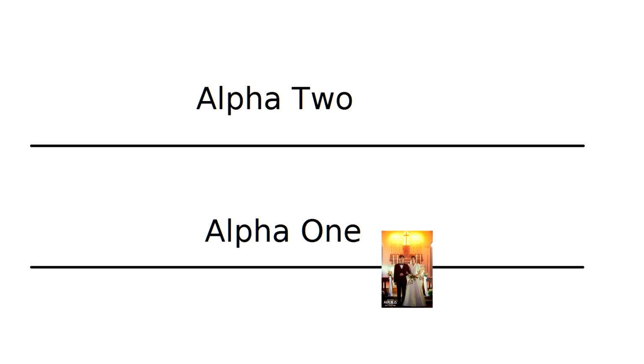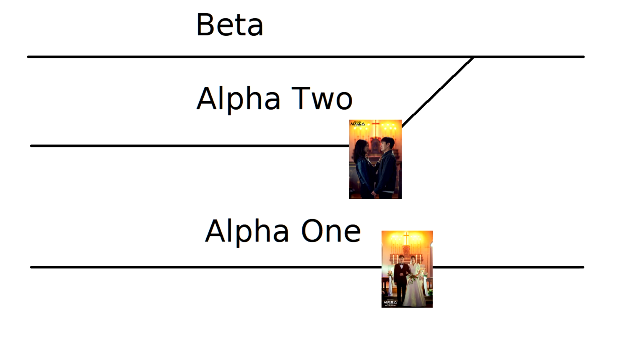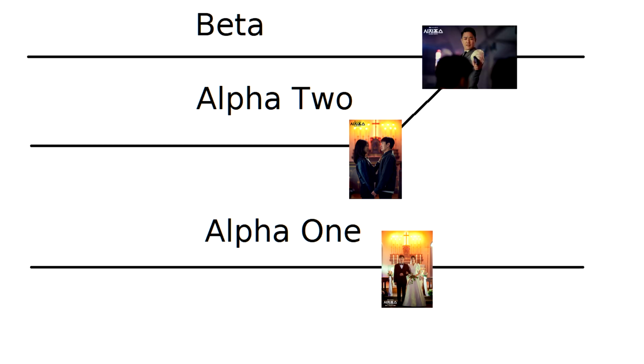In the Alpha 1 timeline, Tae-sul and Seo-hae get married and have a ceremony, but Sigma kills Seo-hae and Tae-sul finishes the uploader for Sigma. In the Alpha 2 timeline, Tae-sul and Seo-hae are at the church but kill Sigma, which ultimately allows the Alpha 2 timeline to merge into the Beta timeline.